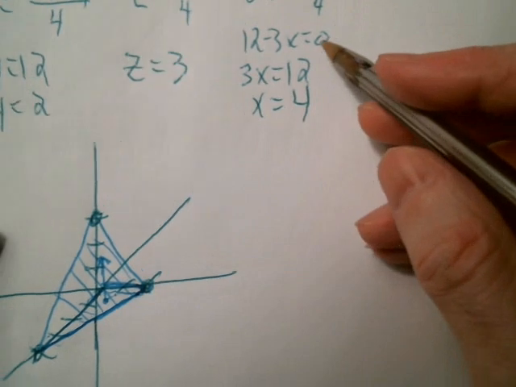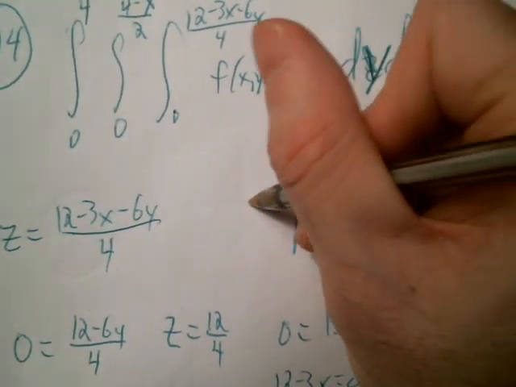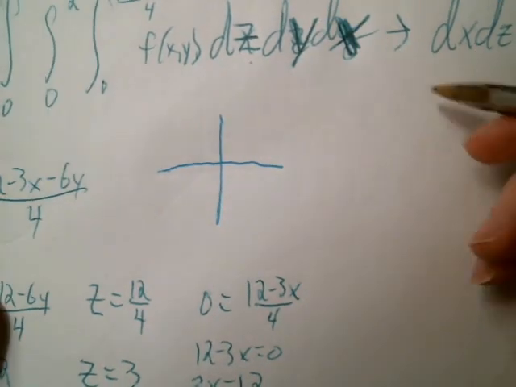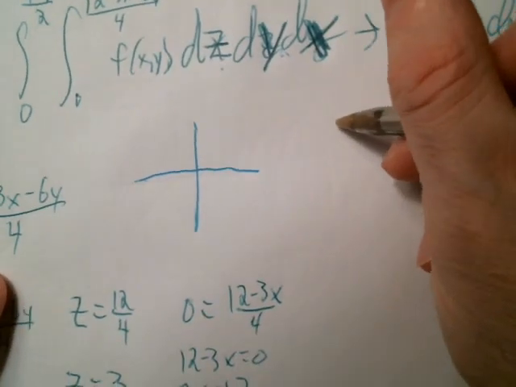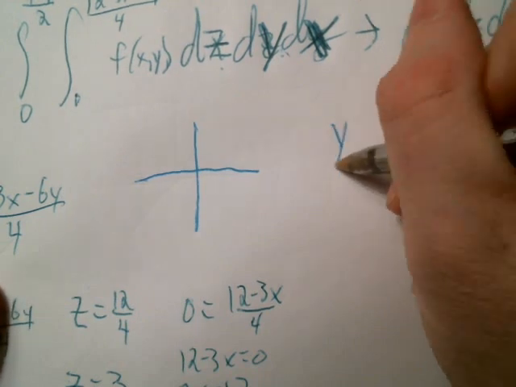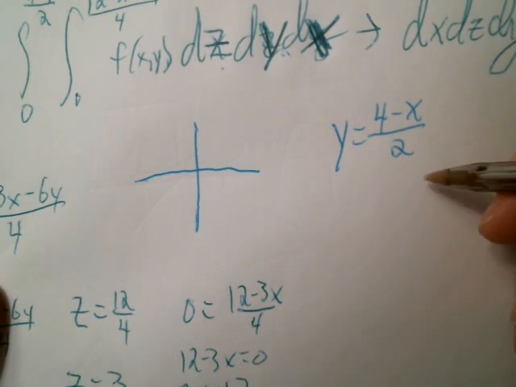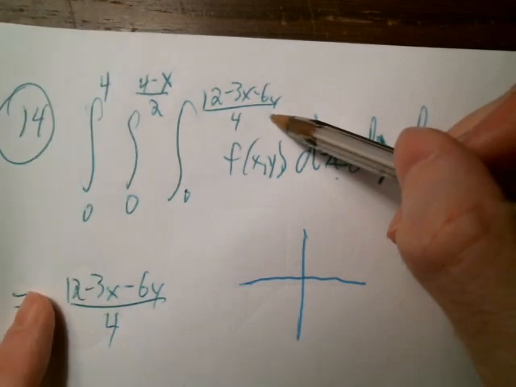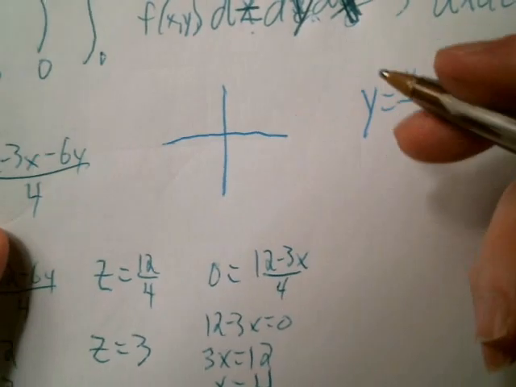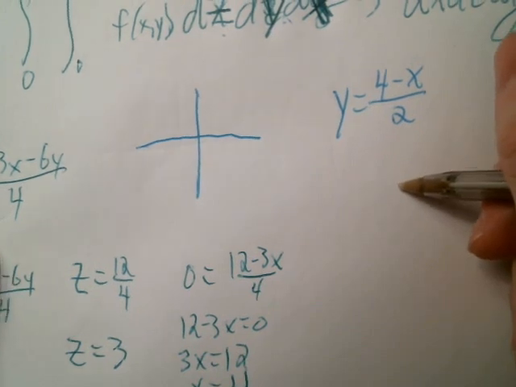All right. And then in the xy plane, what am I doing? I'm going from y equals 0 to y equals 4 minus x over 2. So what is that 4 minus x over 2? Well, it's just basically this thing, right? It may not be obvious, but that's exactly what it is. Let's be 100% sure, right?